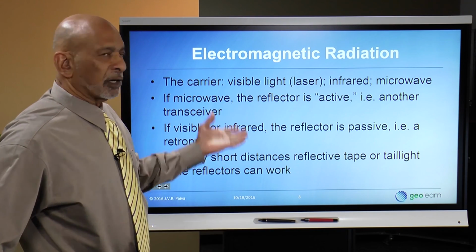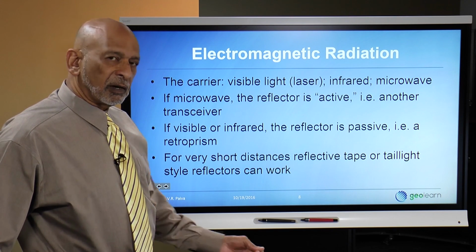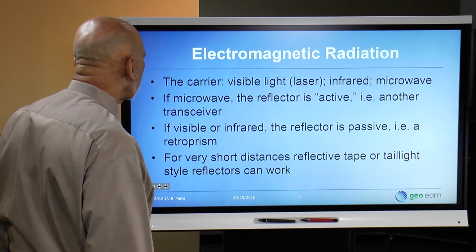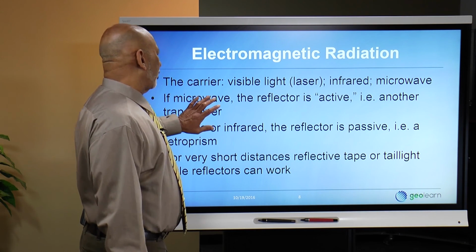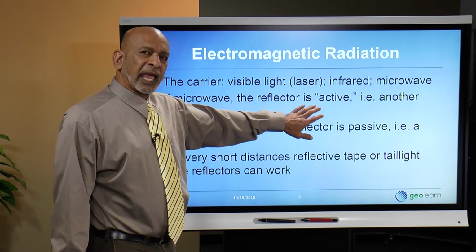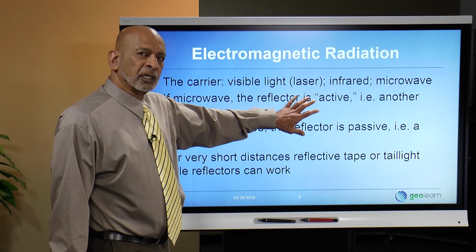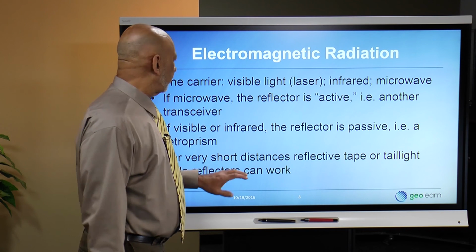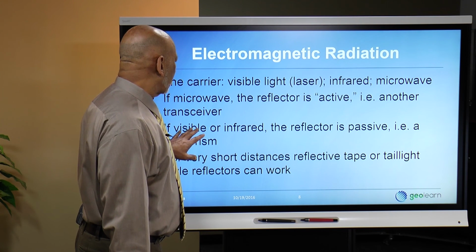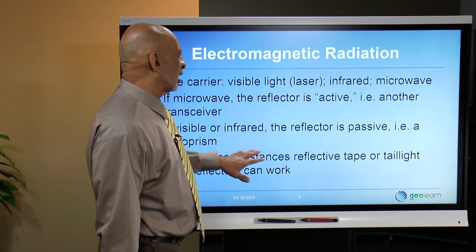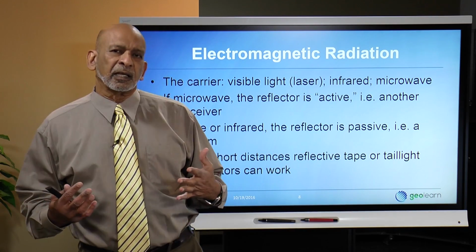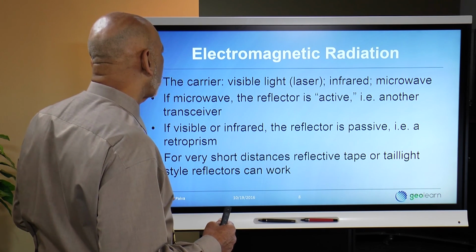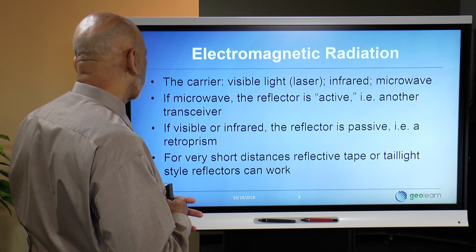In fact, some of the very first EDMs, not the very first one, but some of the early EDMs are all microwave based. And so we sometimes say, if we're using microwave, what is called the reflector is active, meaning we actually have electronics that are receiving the signal and retransmitting it to be the equivalent of a reflector. On the other hand, if it's visible or infrared light, we say the reflector is passive because it's acting a little bit like a mirror does, except that a mirror works a little bit differently, and we'll talk about that more when we discuss the retroreflectors or prisms.